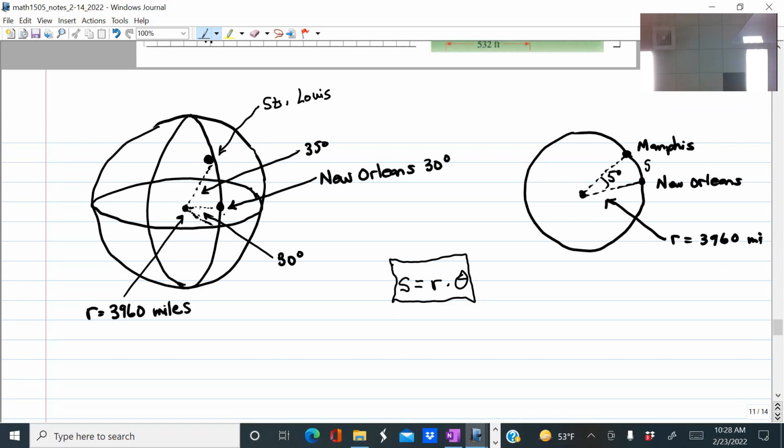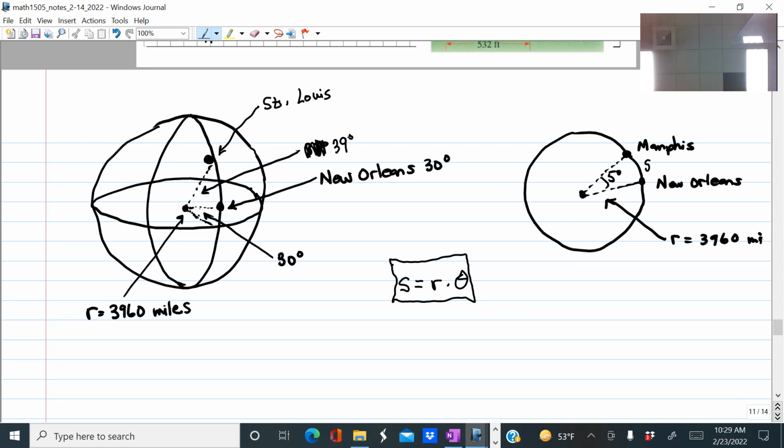The latitude of New Orleans, okay? So what that means is this angle between the equator and New Orleans is approximately 30 degrees. All right. However, St. Louis, on the other hand, is a little bit further north, okay? So its latitude is 39 degrees, all right?